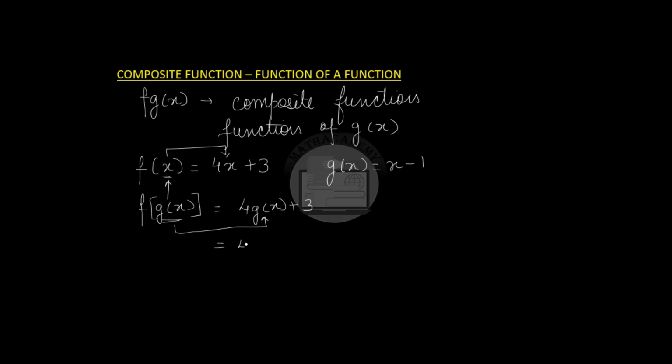Now let us put the value of g of x: 4 into x minus 1 plus 3, which gives you 4x minus 4 plus 3, which is 4x minus 1. So f of g of x, which is a composite function, is 4x minus 1. f is a function of g of x. Let us see one more example.